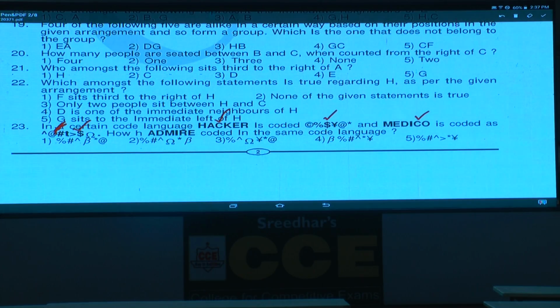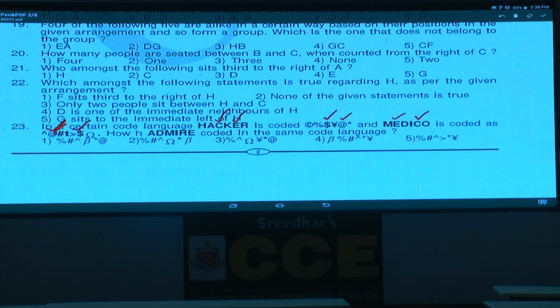Let us take one more common letter, E. E is the fifth letter in one word, and at the fifth place there is an at-the-rate symbol. In the other word E is at the second place, and the at-the-rate symbol is there at the second place. Hence wherever there is E, the same place has the at-the-rate symbol. That means the letters and the codes are directly given.